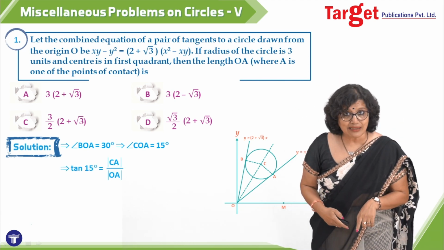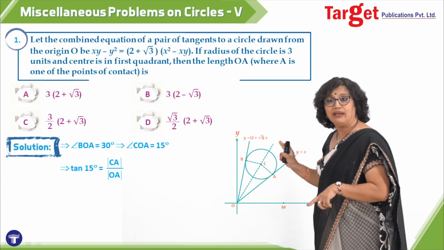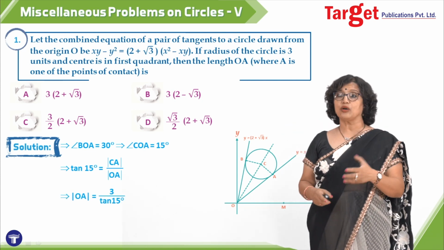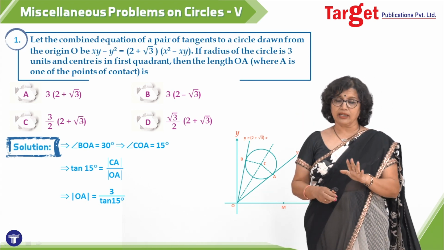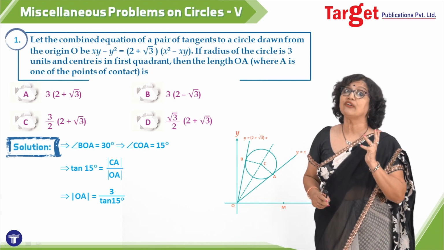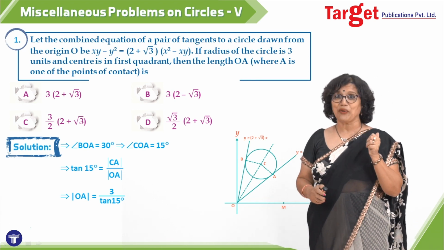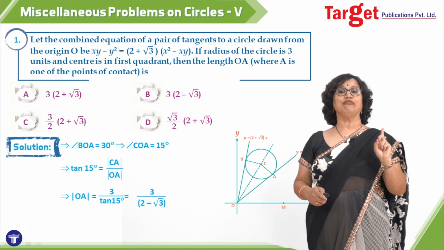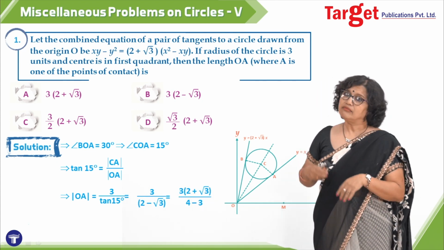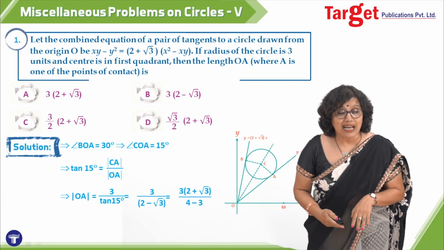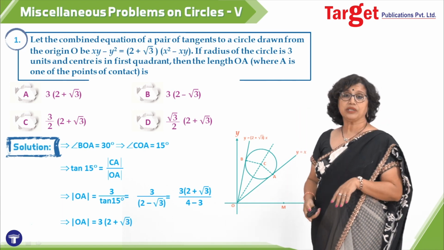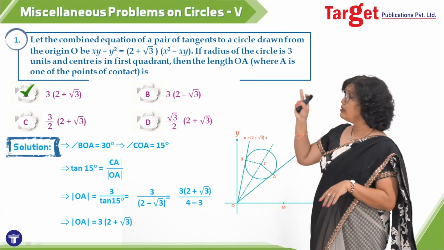So I use the triangle and then I write tan 15 degree equal to CA upon OA, and that would lead to OA. OA turns out to be 3 upon tan 15 degree. Mind you, at this stage, I'm sure you all know tan 15 degree. And if not, then please go and revise that chapter of trigonometry. Substitute tan 15 degree as 2 minus root 3. You can rationalize, multiply and divide by 2 plus root 3, and get the answer for OA as 3 into 2 plus root 3. And now look for the correct option. And the correct option is going to be A, the first one.